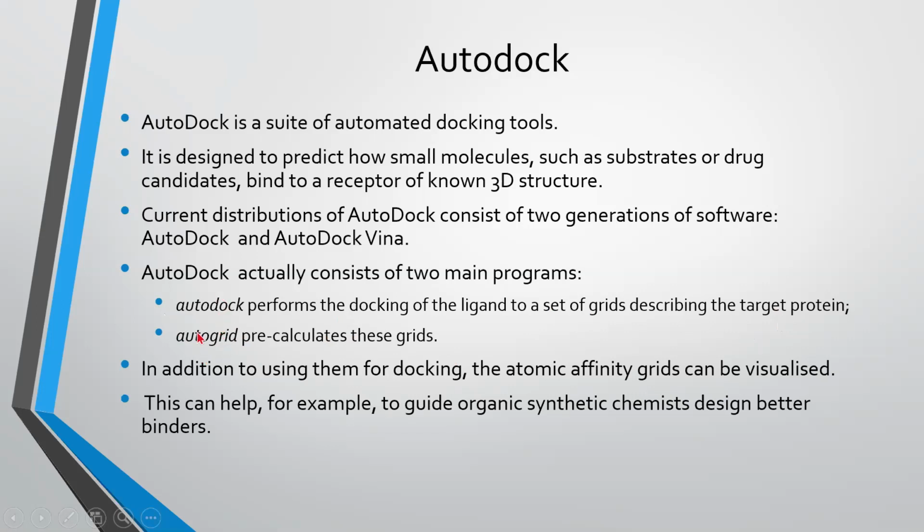So the two components of AutoDock are AutoDock and AutoGrid. AutoDock performs the actual docking process of the ligand to the set of grids. These grids are the features that describe the target protein, and AutoGrid is the one that pre-calculates these grids. In addition to using them for docking, the atomic affinity grids can also be visualized.